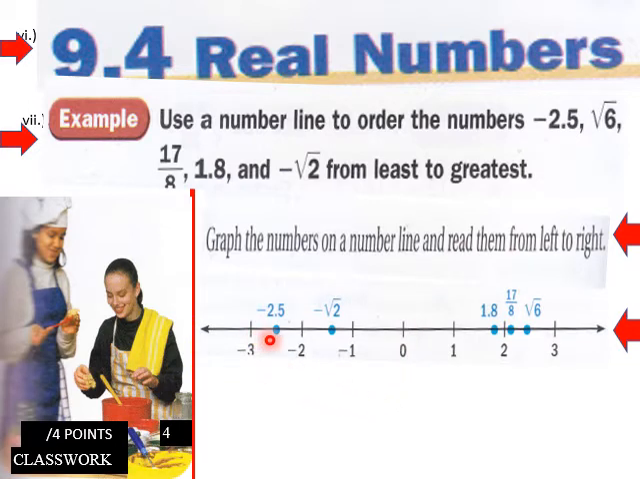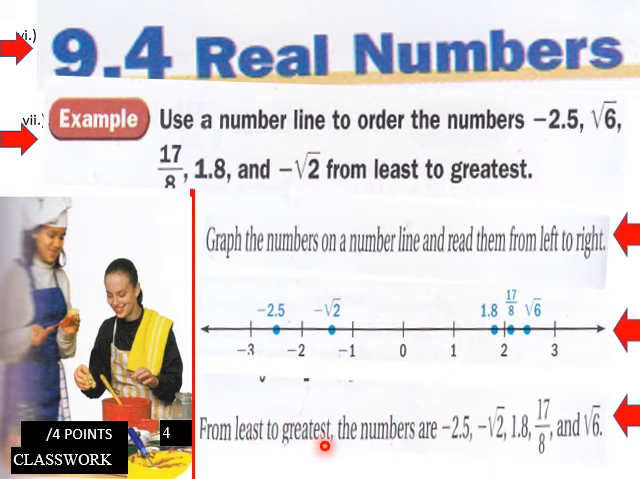Okay, so here they are: negative 2.5, the negative of square root of 2, 1.8, 17 over 8, and then the square root of 6 would be about there. So we've got them on a number line. From least to greatest, the numbers are negative 2.5, negative square root of 2, 1.8, 17 over 8, and then the square root of 6. And so there it is.